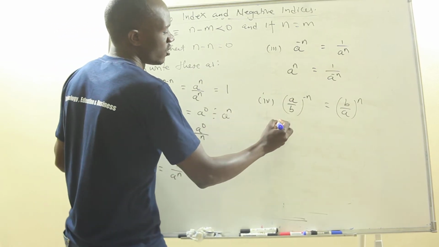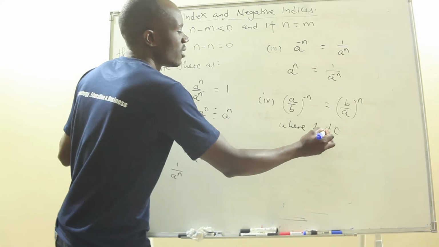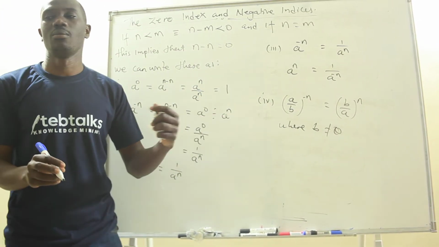In this scenario, b is not equal to 0. Why do we emphasize that b is not equal to 0? If b is equal to 0, everything will become meaningless.